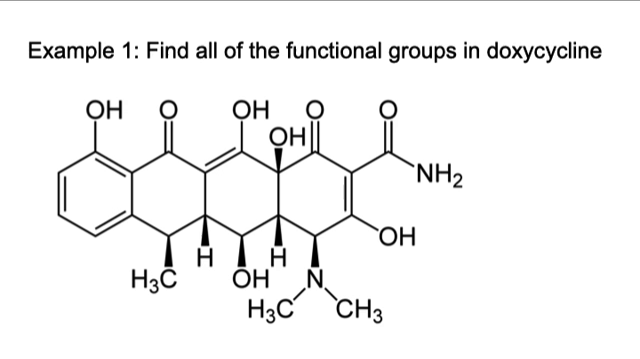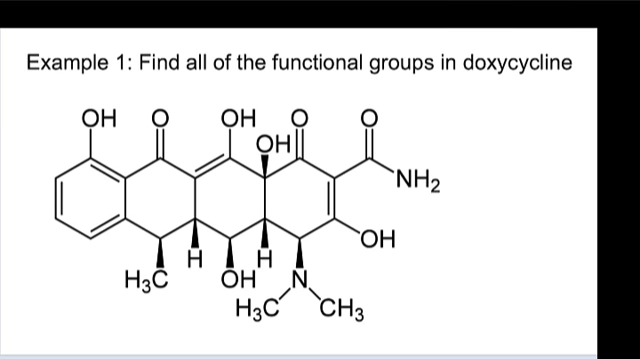So pause the video here and go ahead and test yourself. Circle and hunt for as many functional groups as you can in this molecule of doxycycline. Okay, so here's what I found. I've got a carbon to an OH group, so that would be an alcohol.